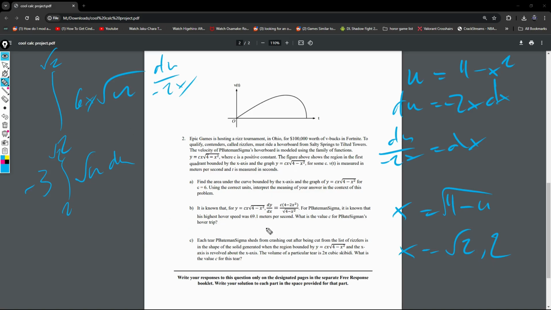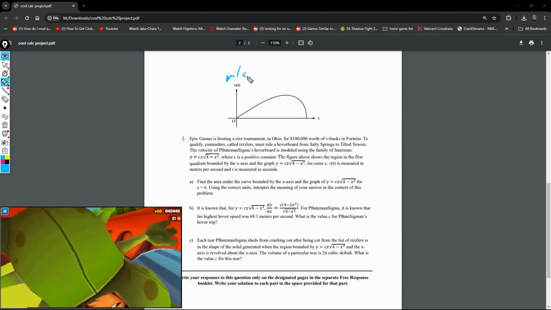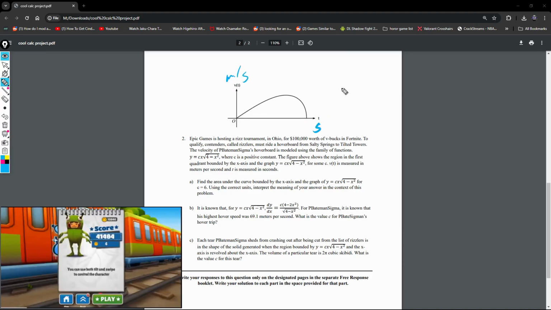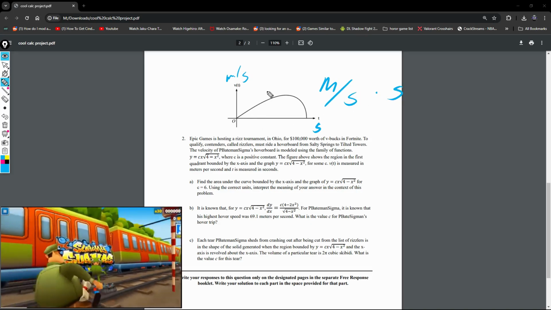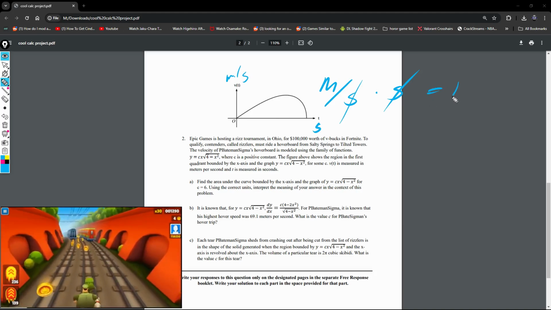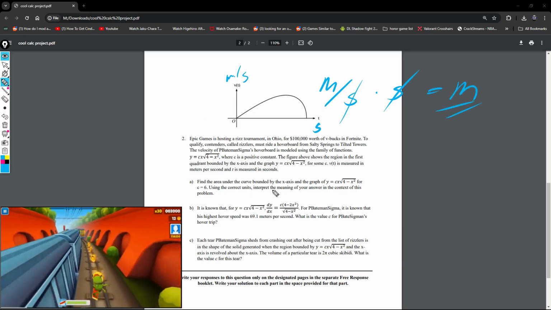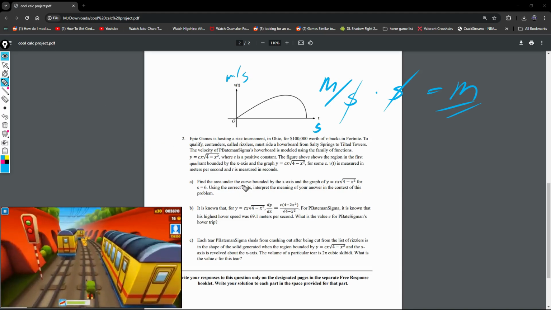So we'll just skip to the next step, part B of part A. Using the correct units, interpret the meaning of your answer in the context of this problem. So this is identical to the one we just did. V of t is measured in meters per second. It even graphs it for you, so you should be able to do this pretty easily. Meters per second times seconds. So you're taking the integral, you're taking the area under the curve. You are multiplying units. Equals meters. So that should be your unit. And correct units. Okay, that is good.